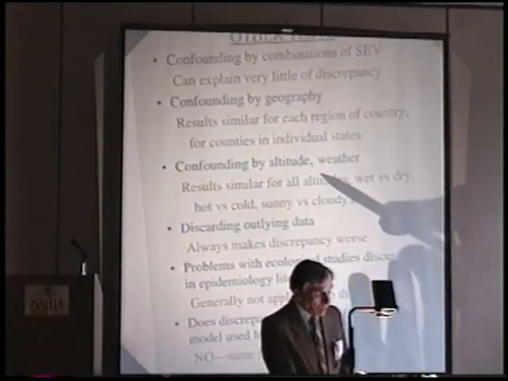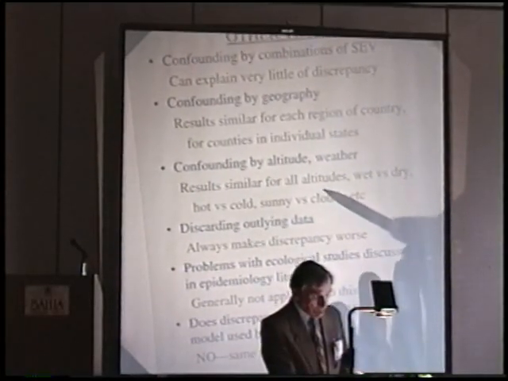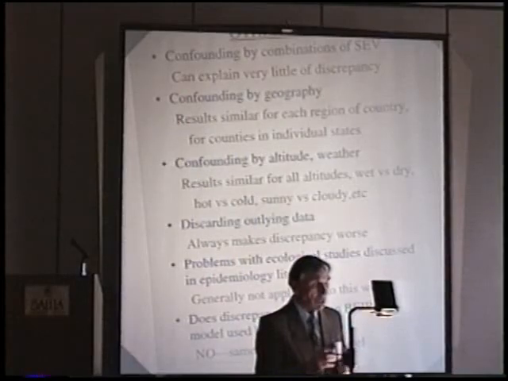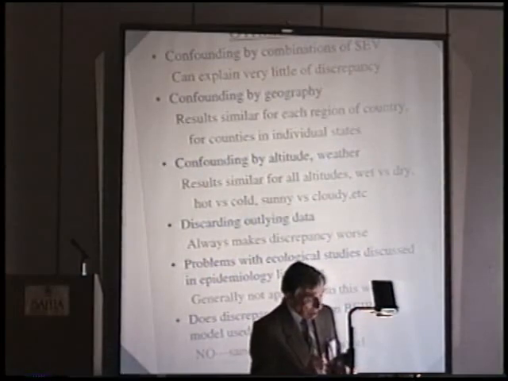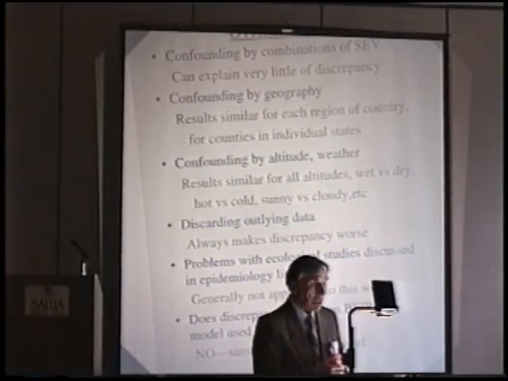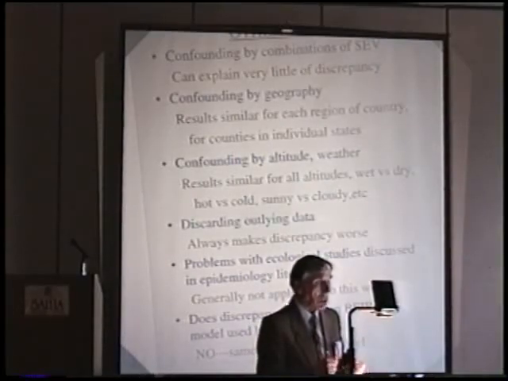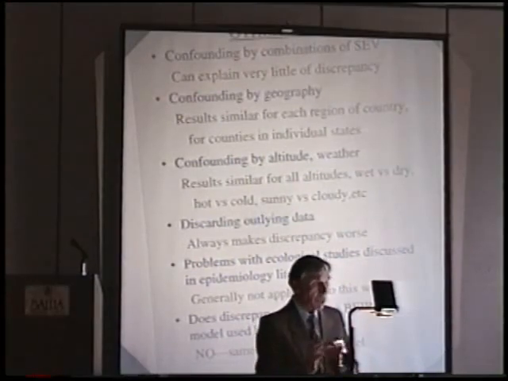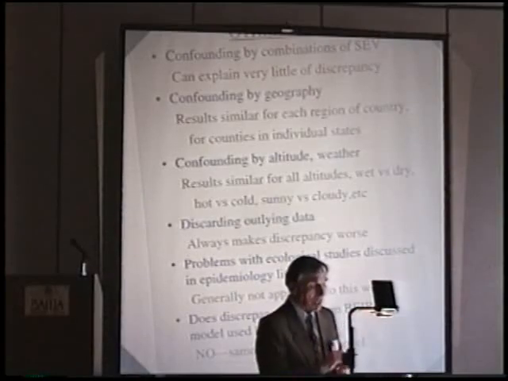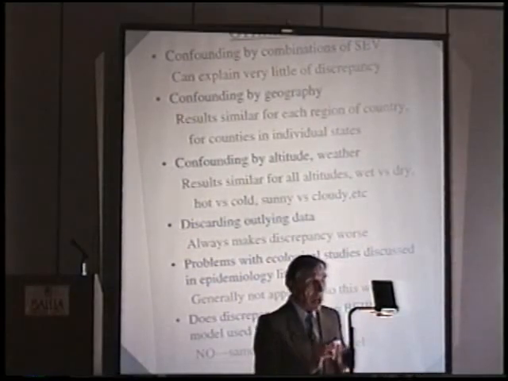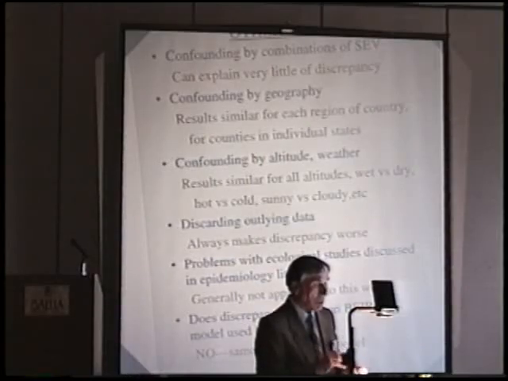Confounding by altitude and weather, we found the results were similar whether you're talking about only the highest altitude counties, which would have the lowest barometric pressure, or only the sea level counties. If you considered only the counties with the most rainfall, or only the counties with the least rainfall, or the counties with the most days per year of rainfall, or the counties with the least days per year of rainfall. The counties with the highest winter temperature and the counties with the lowest winter temperature.